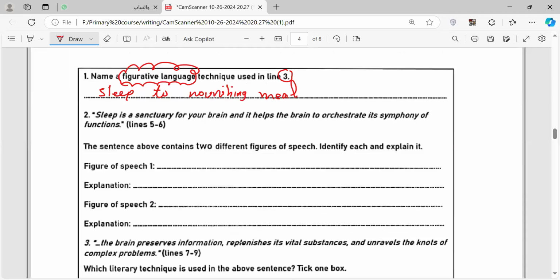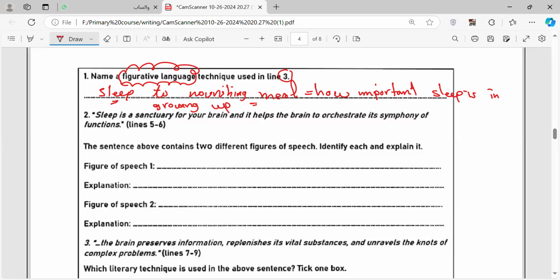So why do you think he compared sleeping to a nourishing meal? What is a nourishing meal? This is the food we eat regularly, like protein, carbohydrates, and so on. So he compared sleeping to the nourishing meal to show how important sleep is in growing up, for example. Here I just wanted to link the comparison sides between sleep and nourishing meal.